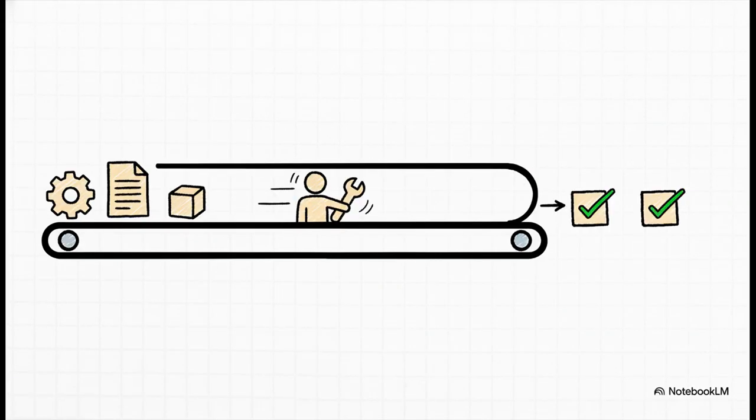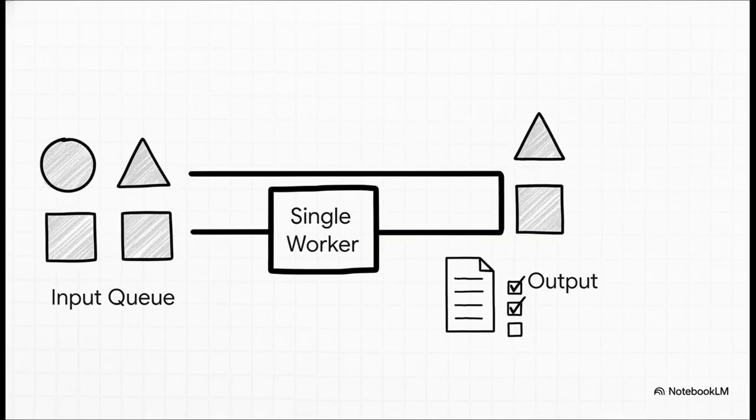Then we have the simplest one of all, the single thread executor. And yeah, you guessed it. This one uses just a single worker thread to get everything done. Now you might be thinking, why on earth would I want that? Well, the killer feature here is that it gives you an absolute guarantee that your tasks will run one after the other in the exact order you submitted them. This is a lifesaver for any task that absolutely must not run at the same time as another one.